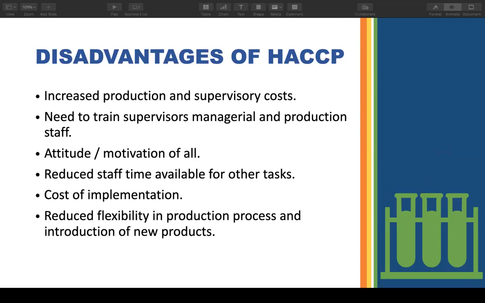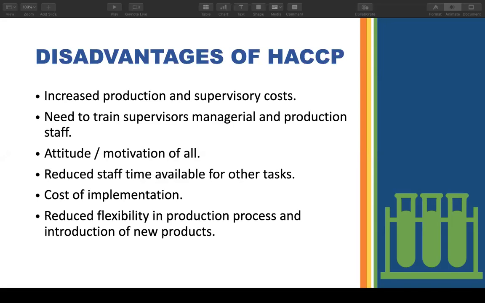And the disadvantages of HACCP. Increase production and supervisory cost. Since the production is increased, for supervising you need more manpower, it will be a costly investment, and you need to train the supervisors, managers and production staff, and that will take several months, that is 3 to 6 months. So that is another disadvantage.